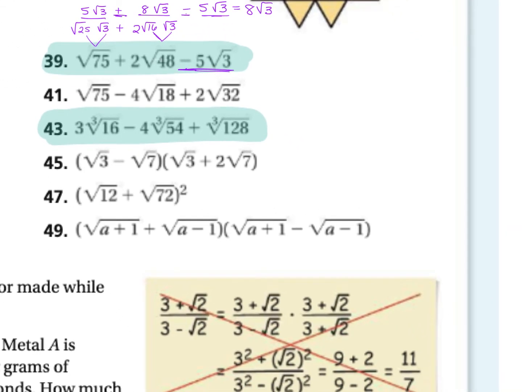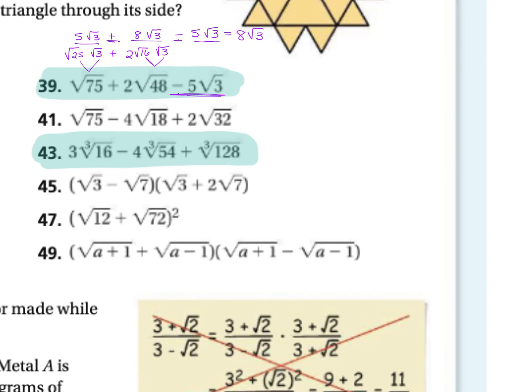Okay, number 43, we're going to break that down. This one, I'm just going to break it down under here real small, sorry. Cube root of 8 times the cube root of 2. Don't forget about the 3 out in front. So this is 3. Cube root of 8 is 2. So 3 times 2 is 6 times the cube root of 2. Okay.